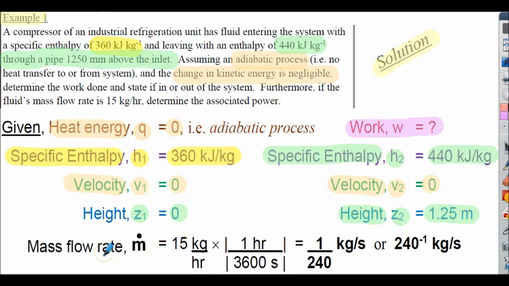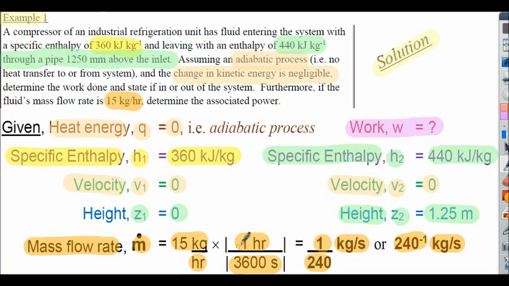We need to be careful with the mass flow rate, m dot, actually given in the question as 15 kilograms per hour, so we need to convert 15 kilograms per hour into kilograms per second. I'm using my unity bracket here, so 1 hour is 3,600 seconds. So 15 kilograms per hour becomes 1 upon 240 kilograms per second. I've actually written this as 240 to the negative 1 kilograms per second. Just be careful of the conversion.